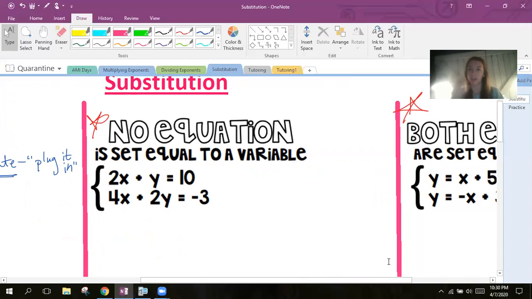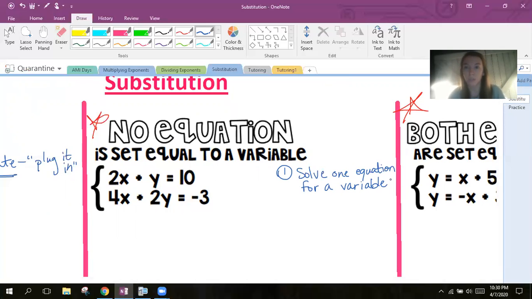Okay, so now you have a step that you have to take first. If no equation is set equal to a variable, then your first step is going to be to solve one equation for a variable. Now notice I didn't specify which variable you have to solve for, because it really doesn't matter which one you solve for. So you can solve for either one. But I usually like to solve for y.